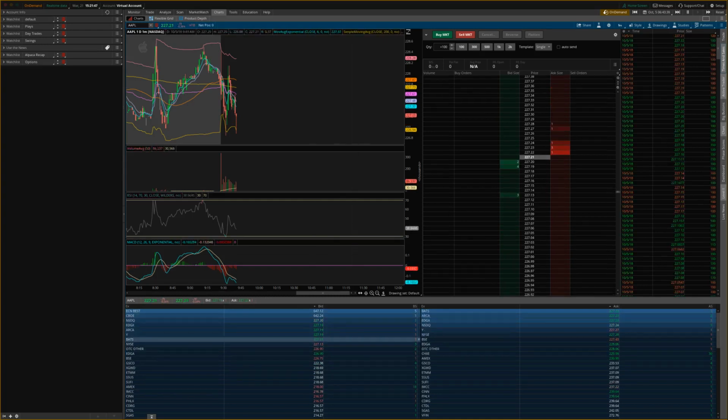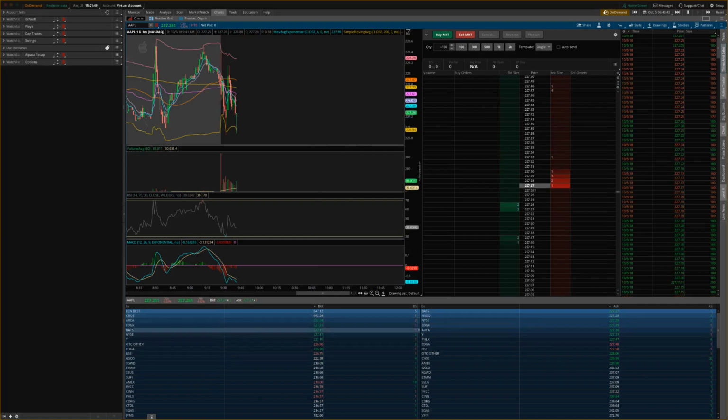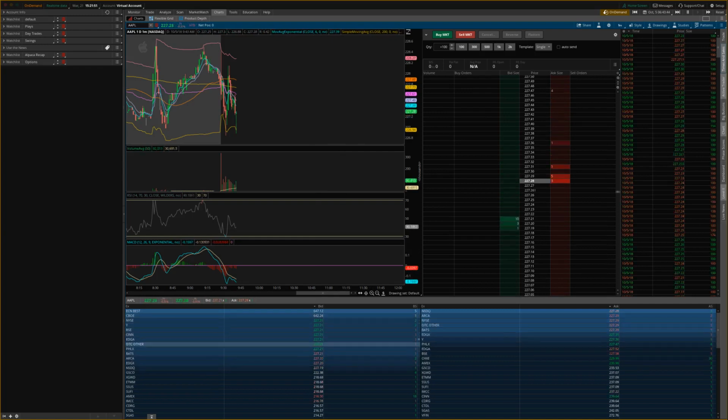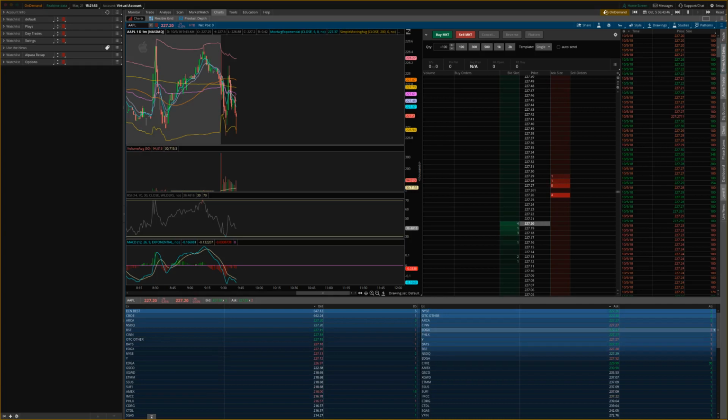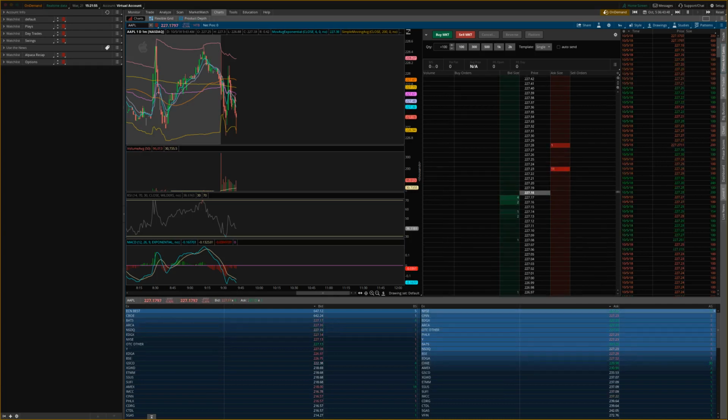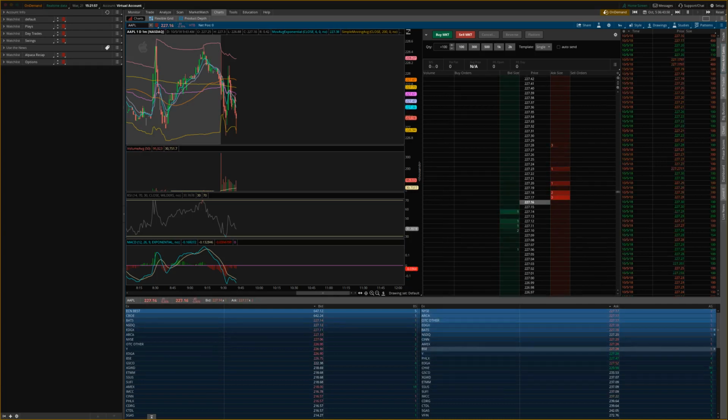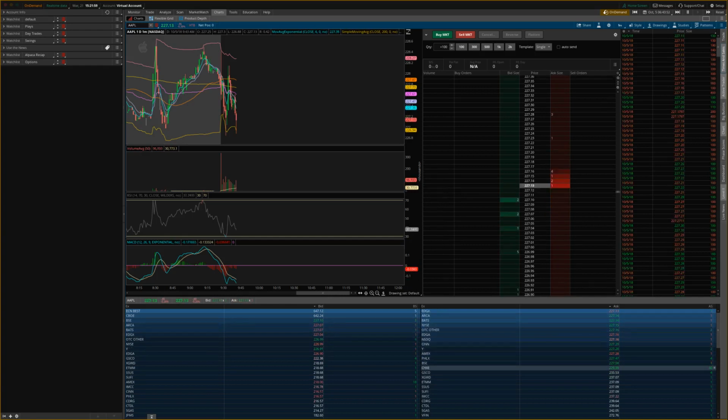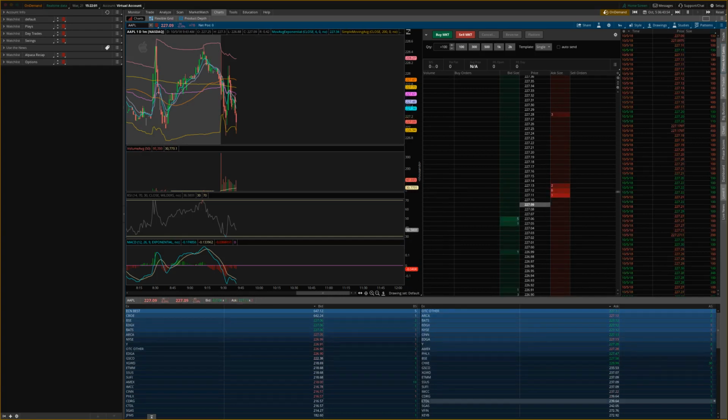If you see it green, the stock is moving up. If you see it red, the stock is moving down. Same thing here on the right: if you see it green, it's moving up, and if you see it red, it's coming down. Okay, so hopefully that makes sense. That is level 2.